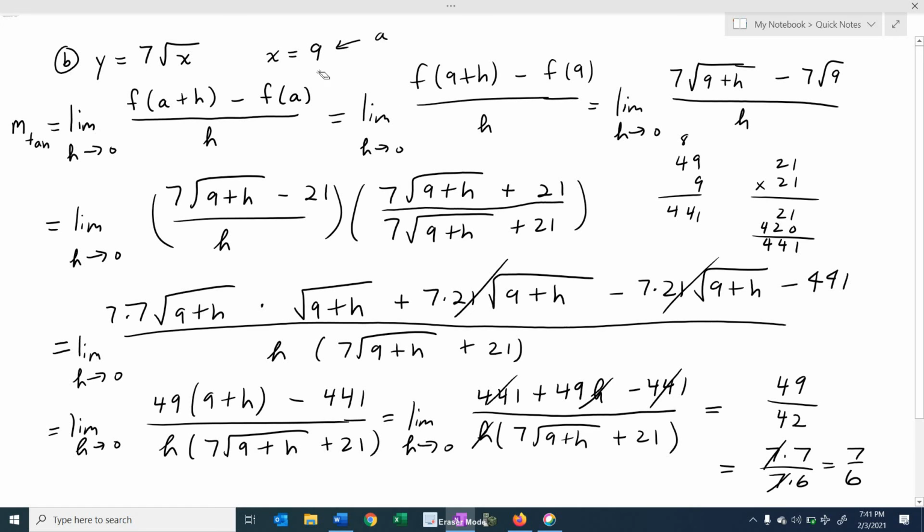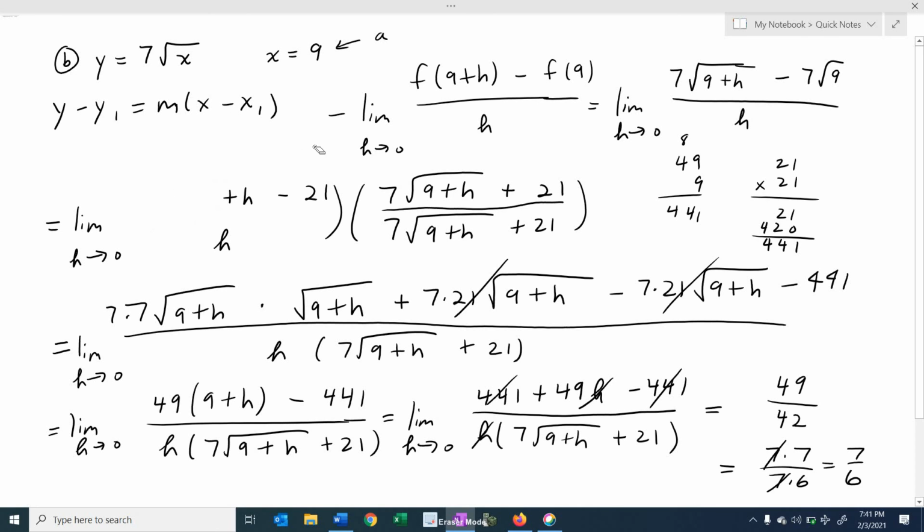And now we just need to find the equation of the tangent line. So I'm just going to erase some of this. Again, we're just going to use the point slope formula to do that. Okay, so we know the slope is 7 over 6, right? That's the slope of the tangent line. So let's just plug that in for m.